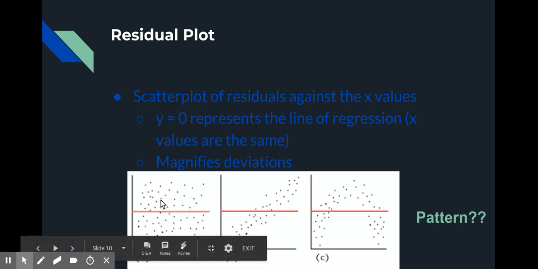So, for example, these are 3 different residual plots. This one you can see there's no obvious pattern of the residuals, meaning a linear model is a good fit. But for these two, there is a pattern of the residuals, meaning a linear model would not be a good fit.